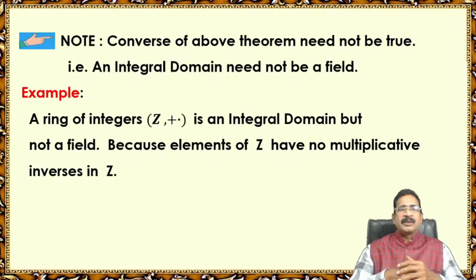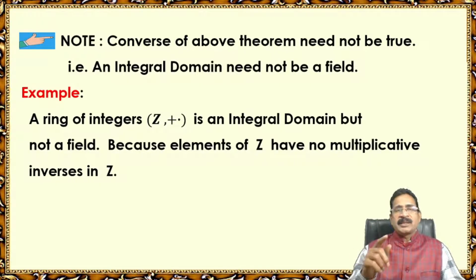Why? Because Z does not have multiplicative inverses. Suppose 2 is an element in Z. What is the multiplicative inverse of 2? 1 by 2. This is not contained in Z. Therefore, Z is not a field.